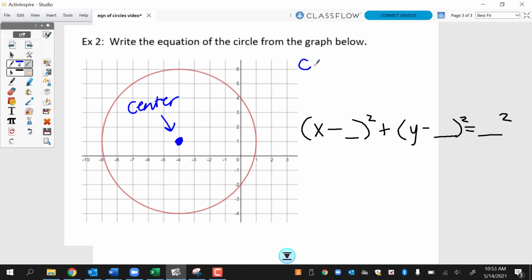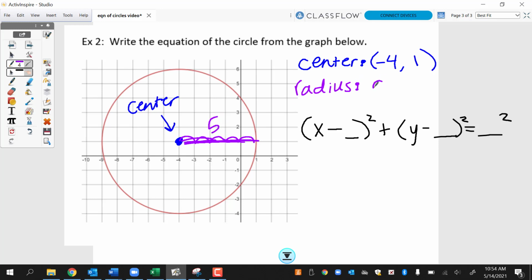So what are the coordinates of the center? We're going to write it down. I know the x number goes first. The x number right here was negative 4, comma, the y number was positive 1. Now I'm going to check, what's my radius? I'm going to draw in the radius, from the center to the edge, going straight along this edge right here. And I got to count how many spaces that is from the center. So 1, 2, 3, 4, 5 spaces. So my radius is 5.